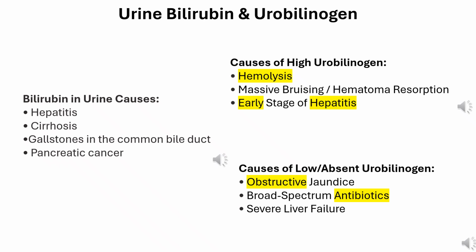Decreased or absent urobilinogen: if the bile duct is completely blocked by a stone or tumor, bilirubin never reaches the intestine. Bacteria cannot create urobilinogen, causing urobilinogen in urine to be absent. Causes of low or absent urobilinogen: obstructive jaundice, gallstone, pancreatic tumor. Broad-spectrum antibiotics kill the gut bacteria responsible for converting bilirubin into urobilinogen. Severe liver failure: in end-stage, the liver cannot excrete any bilirubin.